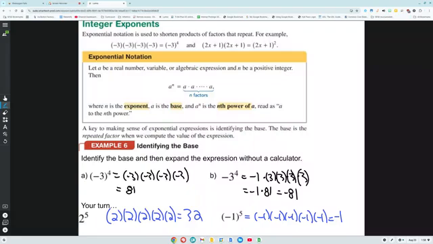All right, here we go. The base of this next one is 2. 2 times 2 times 2 times 2 times 2 is 32. The next one, the base is -1, so I can see how I'm going back and forth between a positive and negative number. -1 times -1 times -1 times -1 times -1 is going to be -1.